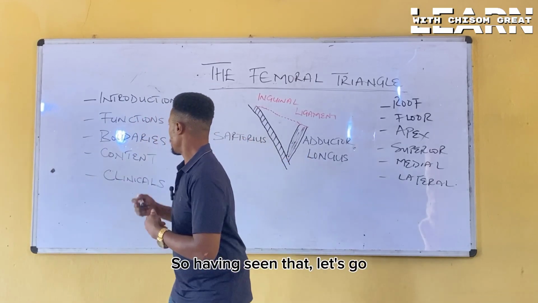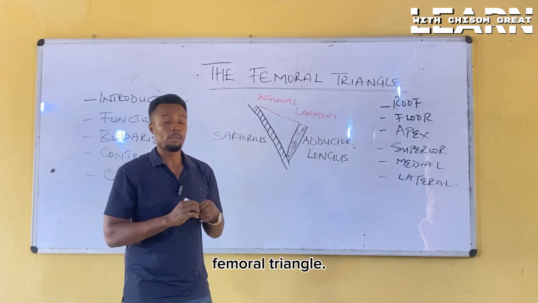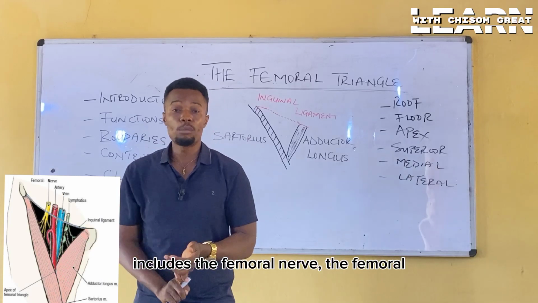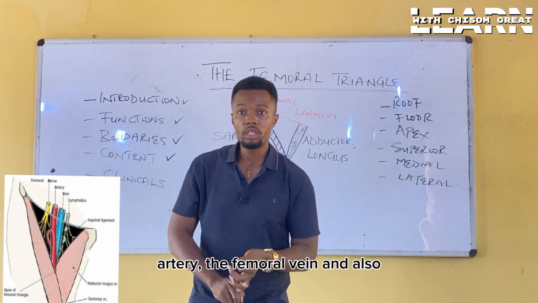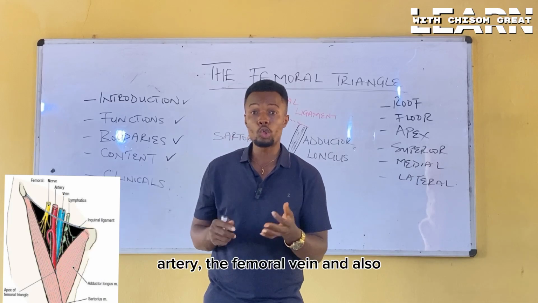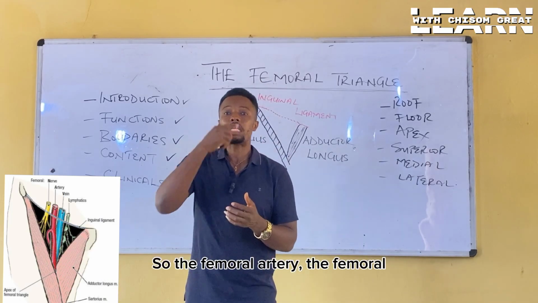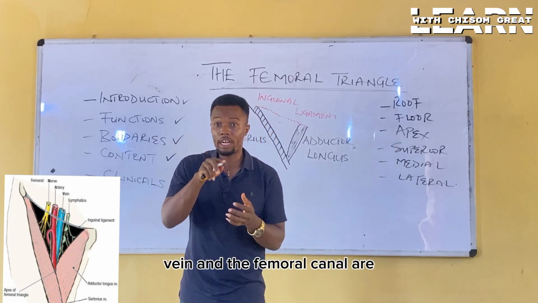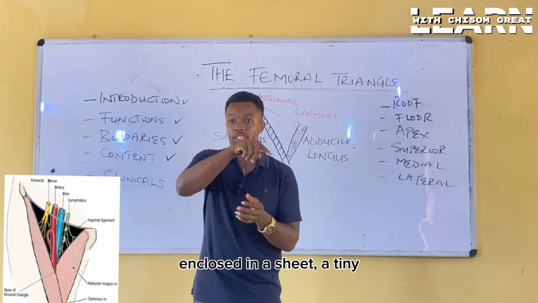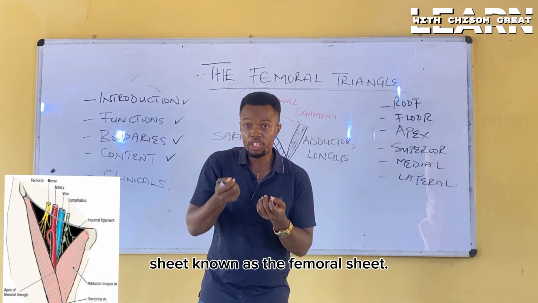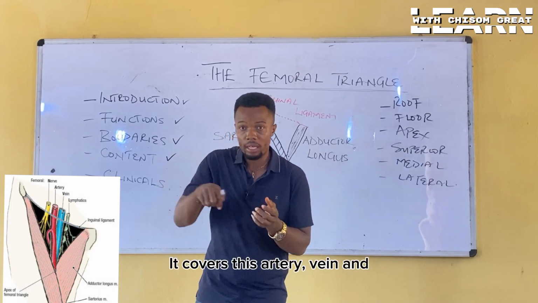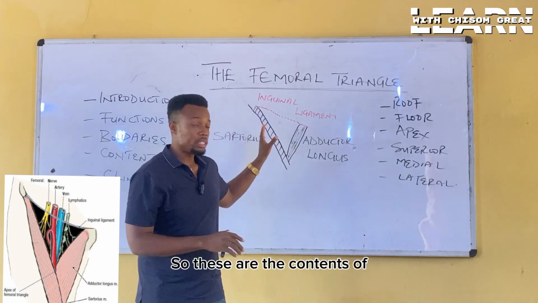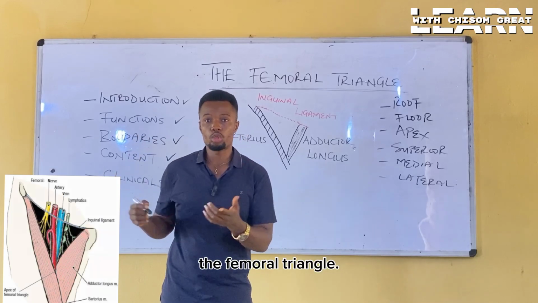So having seen that, let's go back to the content of the femoral triangle. The content of the femoral triangle includes the femoral nerve, the femoral artery, the femoral vein, and also the femoral canal. So the femoral artery, the femoral vein, and the femoral canal are enclosed in a tiny sheet known as the femoral sheath. It covers this artery, vein, and the canal. So these are the contents of the femoral triangle.